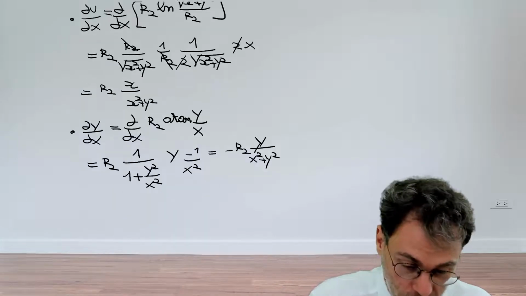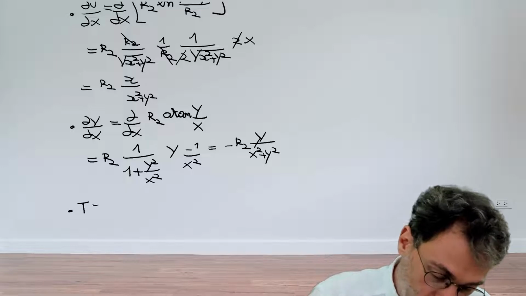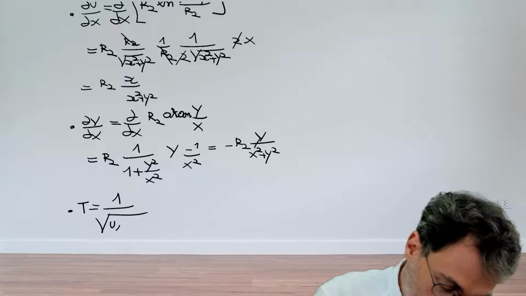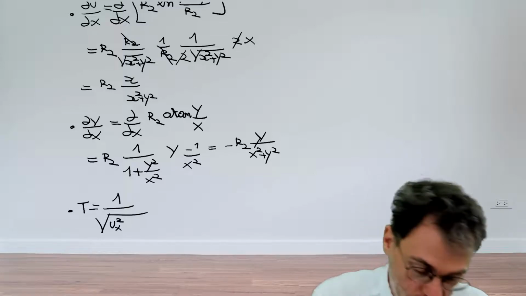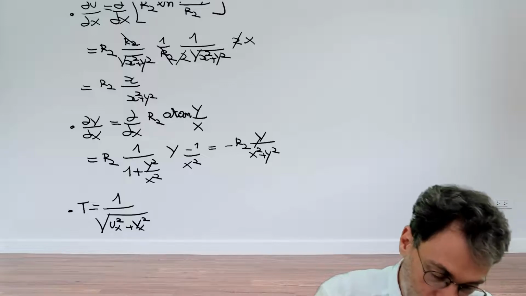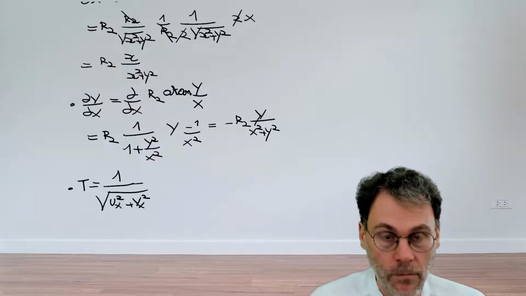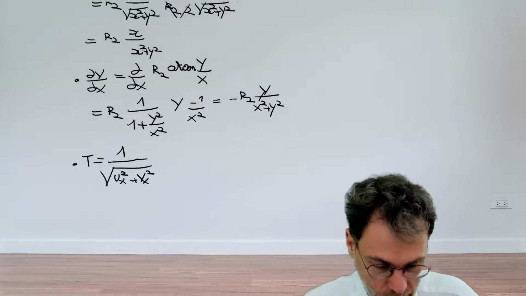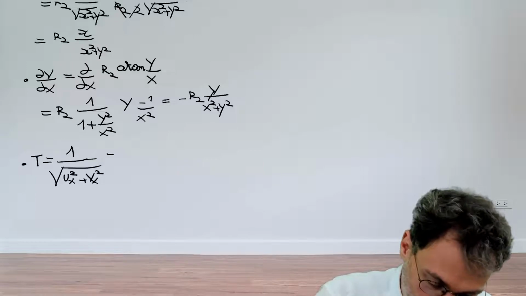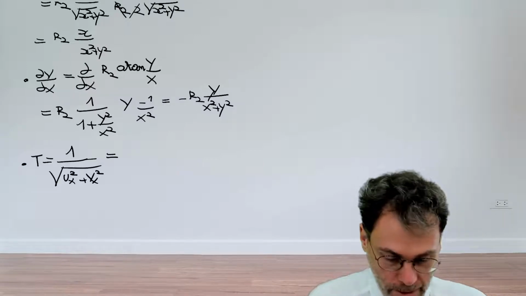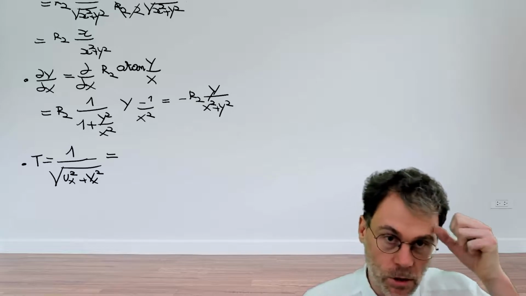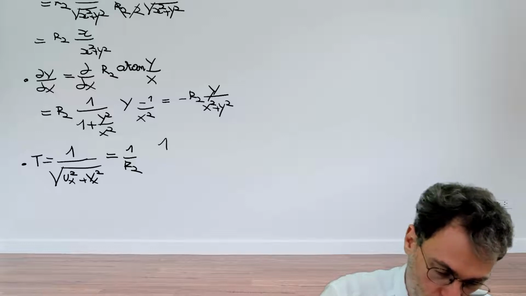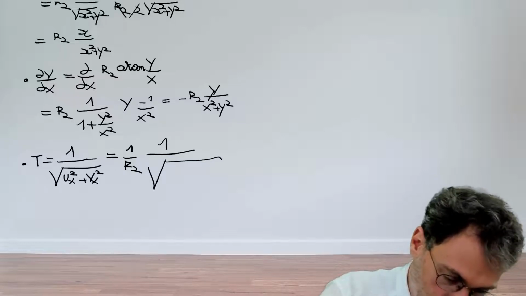And that's what we need if we want to finally evaluate the transformation factor t, because remember that's 1 over the square root of the partial derivative with respect to x of u squared, and then the partial derivative of v with respect to x squared. So we need to take the square of what we calculated before, and then take the square root. Okay, so let's have a look. So this is going to be 1 over r2, and then we have 1 over, and then we have a huge square root here.